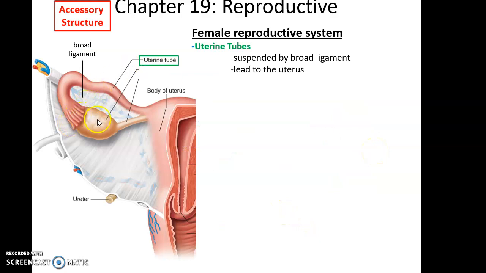All right, here is the ovary. Here is the uterine tube. The uterine tube connects the ovary to the uterus. It used to be called the fallopian tube. We will not use that term, and if you use it, it will be counted wrong. The uterine tube is suspended by a broad ligament and leads to the uterus, hence the name.